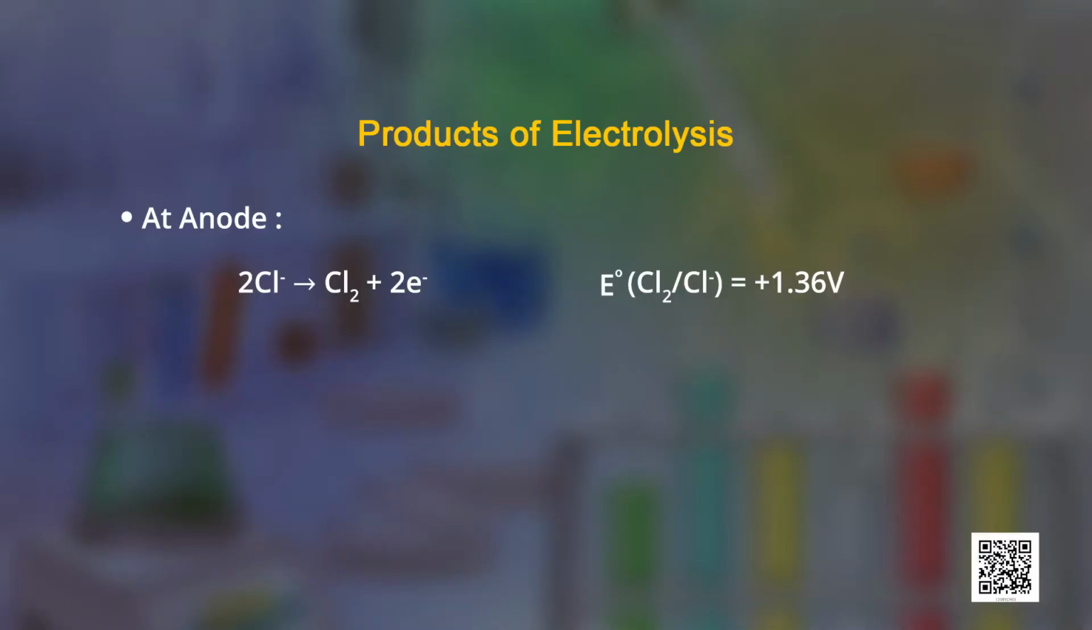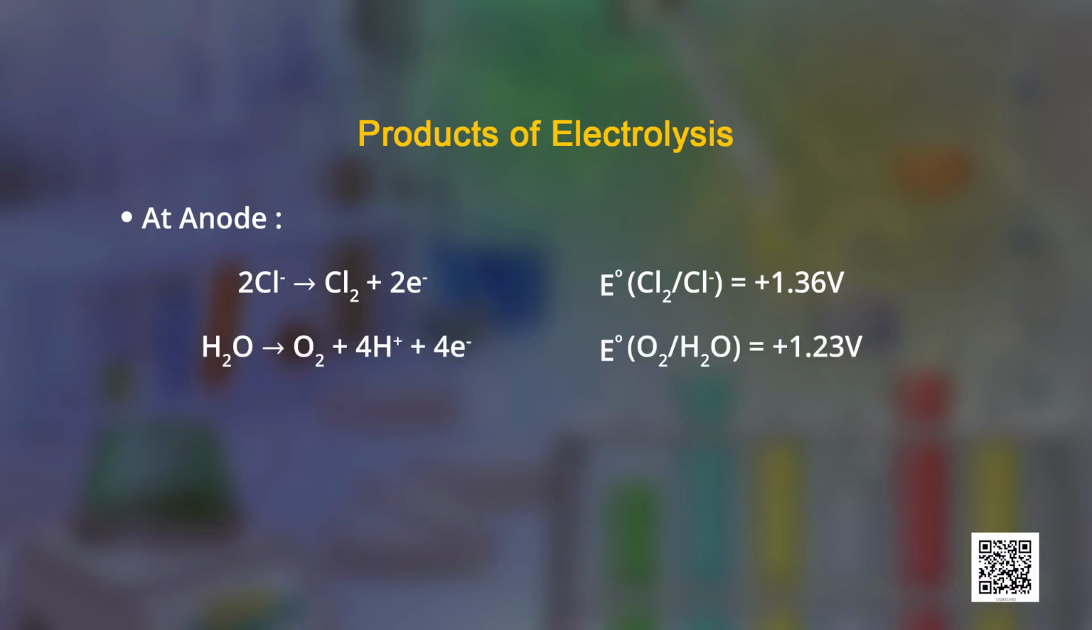Similarly, at the anode, there is a possibility of two oxidation reactions. The chloride ions undergo oxidation by losing electrons, and the reduction potential is measured as 1.36 volt, while for water it is measured as 1.23 volt. Since water has the lower reduction electrode potential, oxygen was supposed to be released at the anode, but due to the overpotential concept, chlorine gas is evolved at the anode while hydroxyl ions remain in the solution.